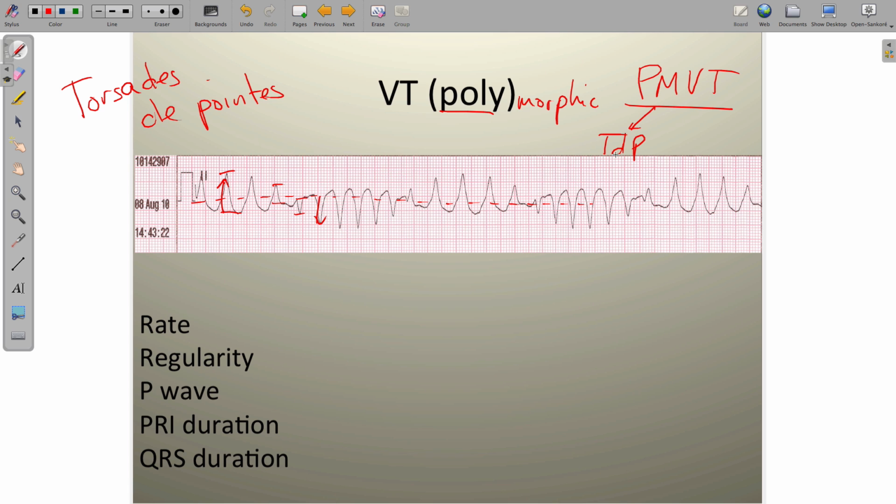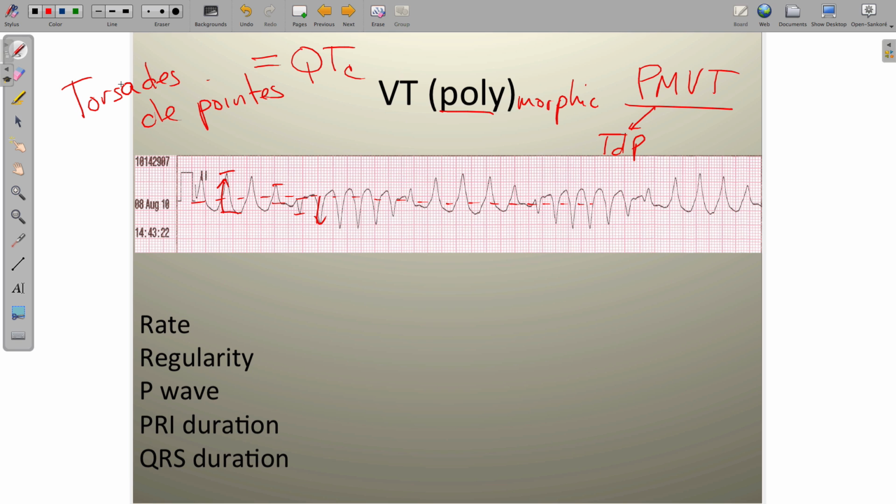All polymorphic VTAC is not torsades. We have no idea if this polymorphic VTAC is torsades or not, and the reason for that is because in order to call a specific type of polymorphic VTAC presentation torsades, we have to know this additional piece of information called the QTC. We'll talk about that in just a second.